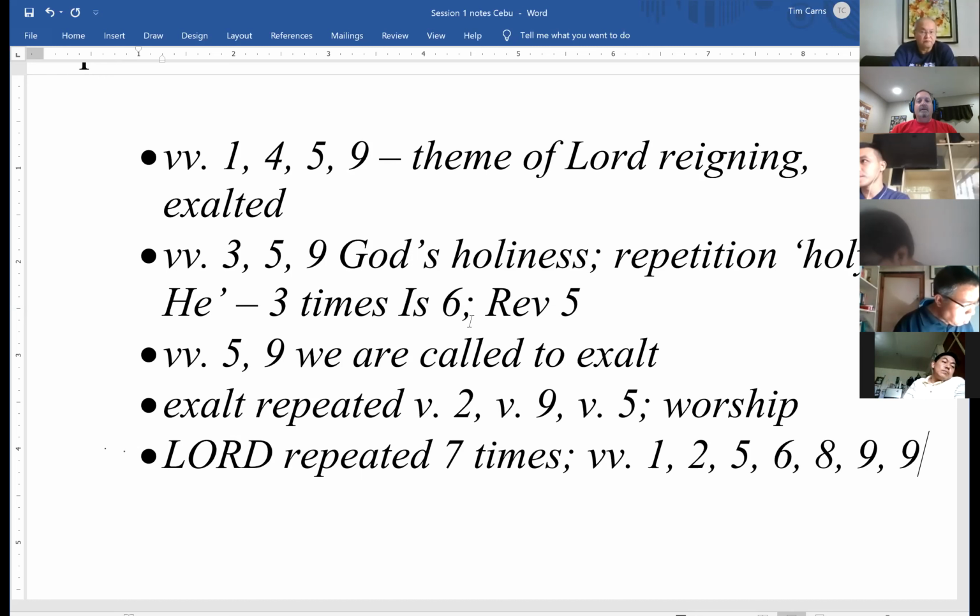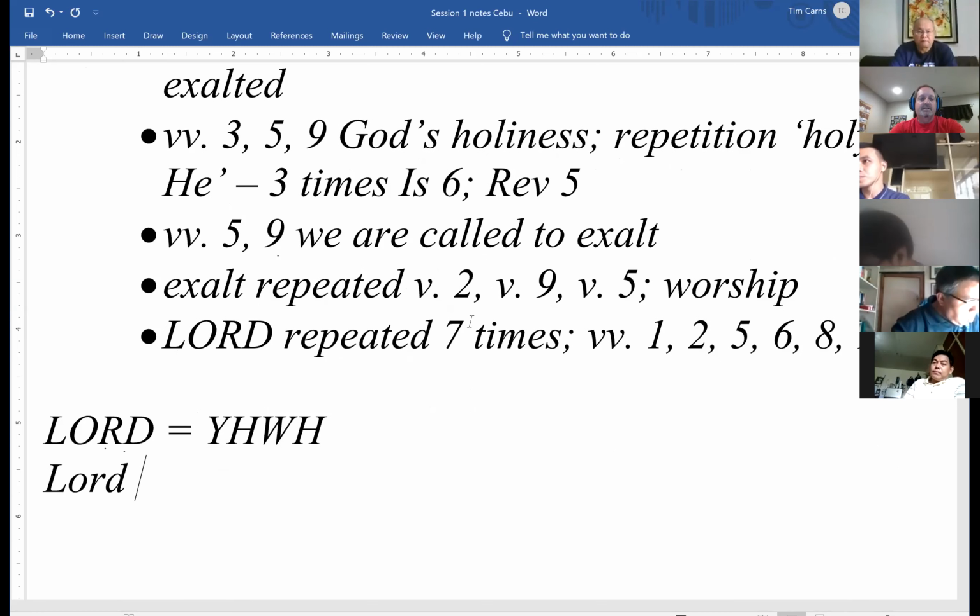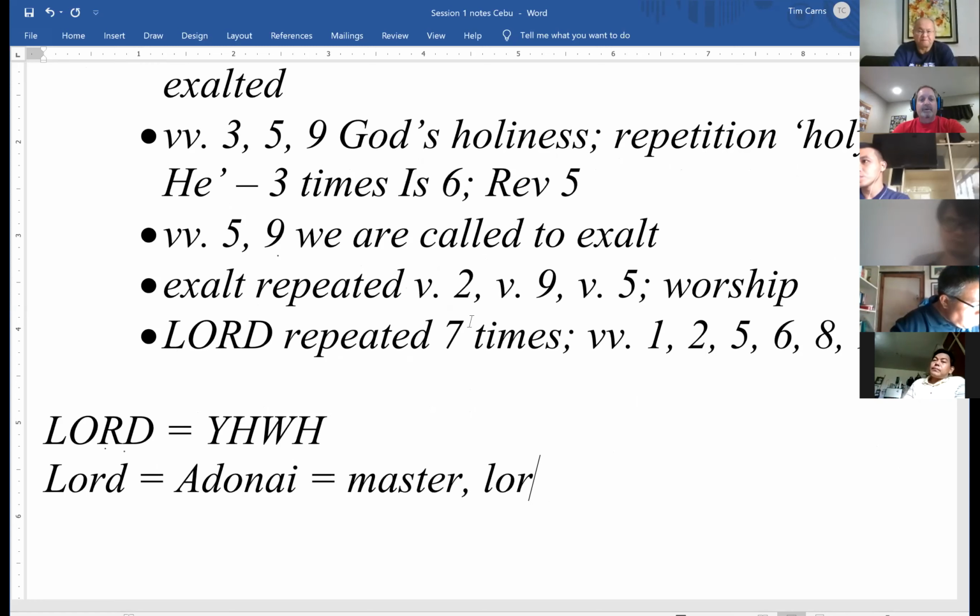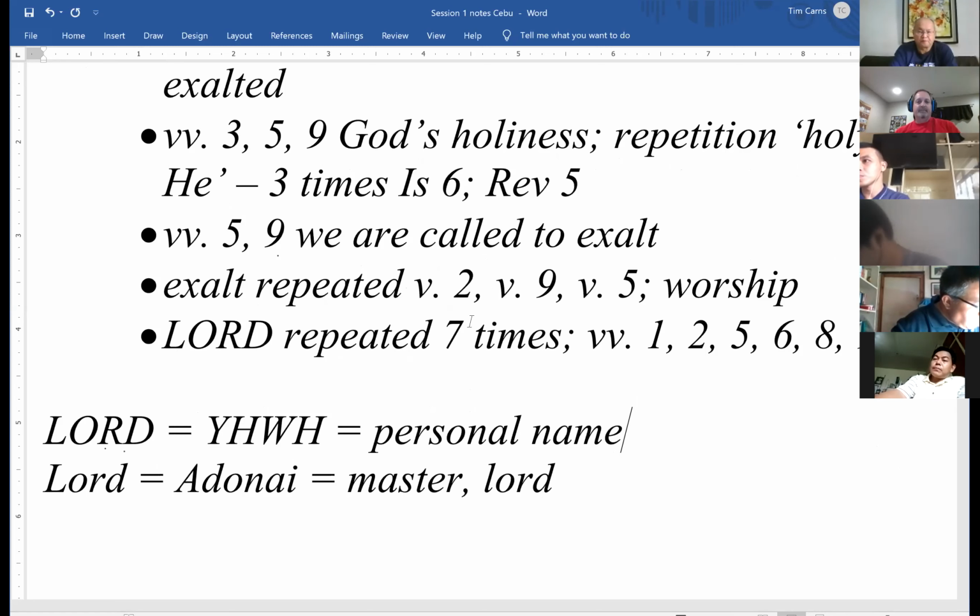Yeah. And again, remember, when we see it in capital letters, Lord in capital letters actually is Yahweh. Hebrew, Yahweh, all right? If it was Lord in lowercase letters, that is Adonai, which is the idea of a master or Lord. Yahweh is his personal name, okay, which comes from the idea in Exodus 3:14, right, of I am.